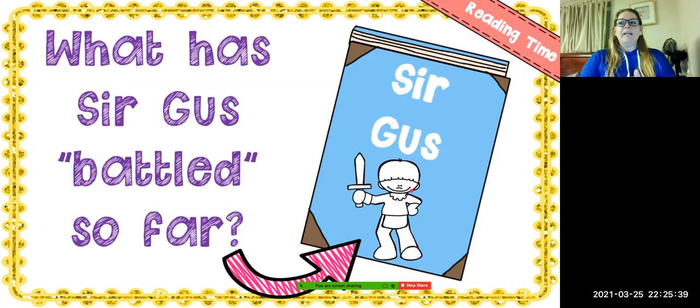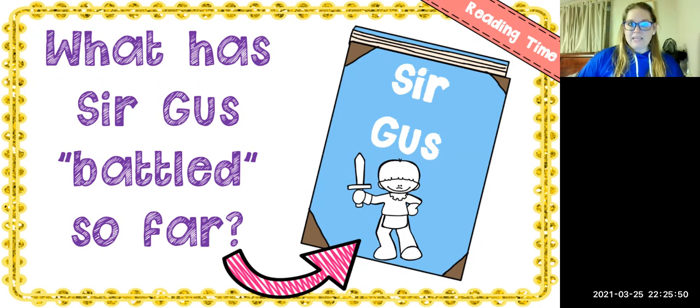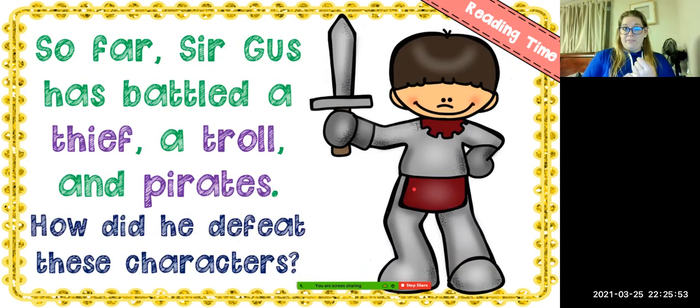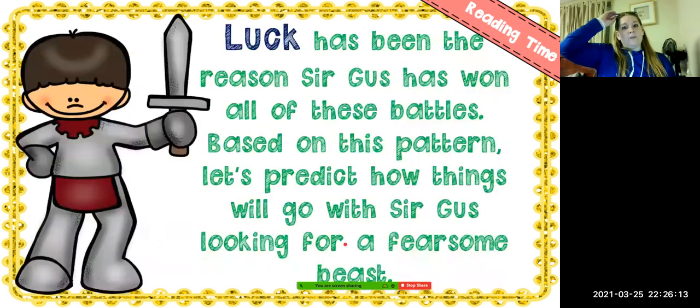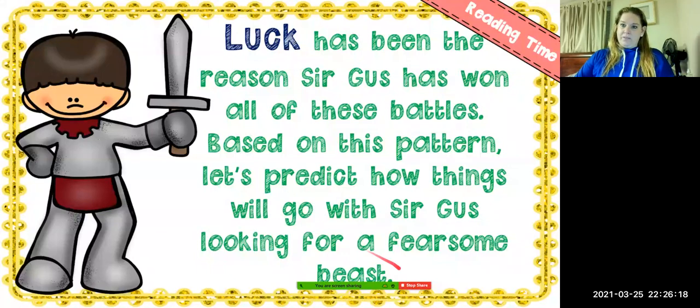All right, so let's think. What has Sir Gus battled so far in our reader about him? Okay, so far he has battled the thief, he's battled a troll, and he's battled pirates. So how did he defeat all these characters? Is it just because he's such an amazing and fearless knight? How did he beat them all? No, it's because he's had luck. Luck has been the reason Sir Gus has won all of these battles.